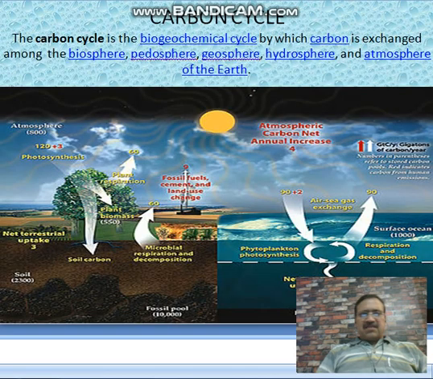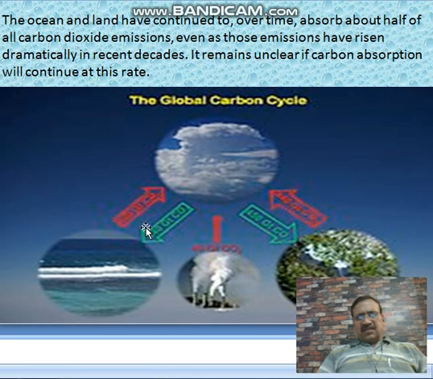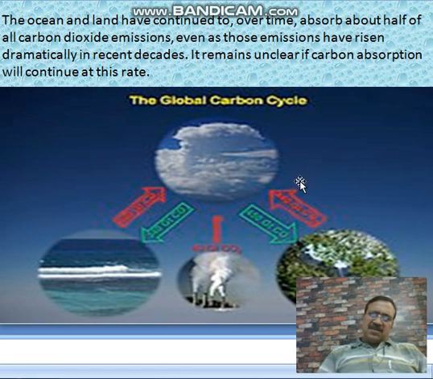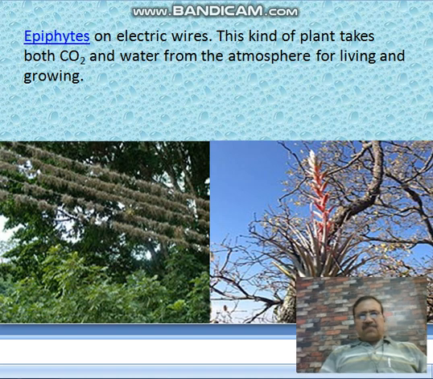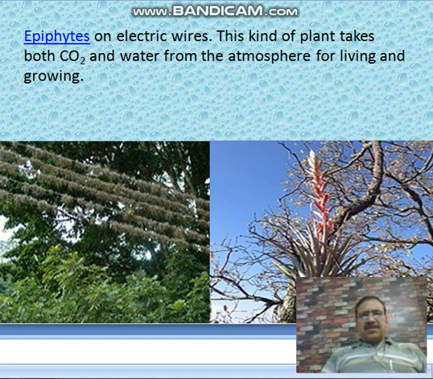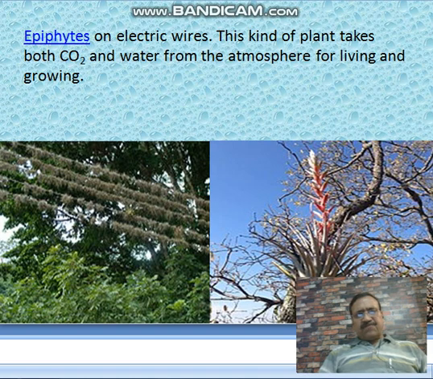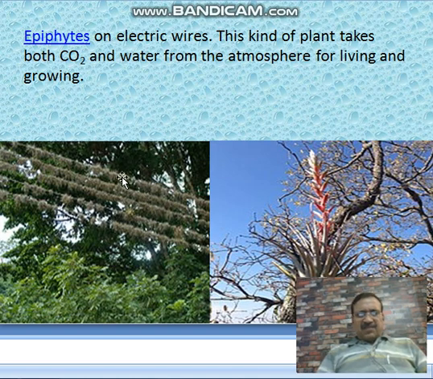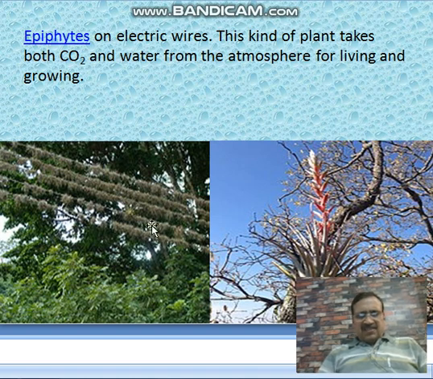In the next slide, you can see another carbon cycle here. Now we come to the epiphytes, the primary life or the producers of energy. These epiphytes, as you can see, are developed on wires. No soil is required, but only the presence of moisture with carbon and sunlight, and life is generated. This is an example of that.